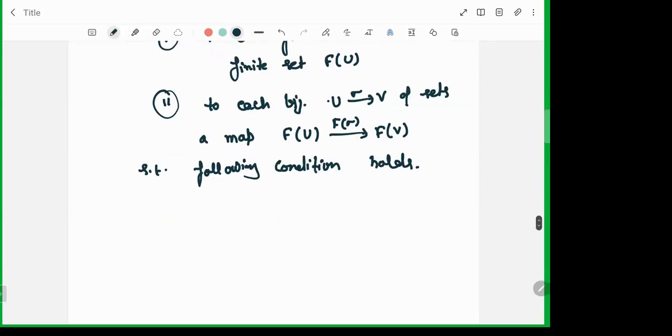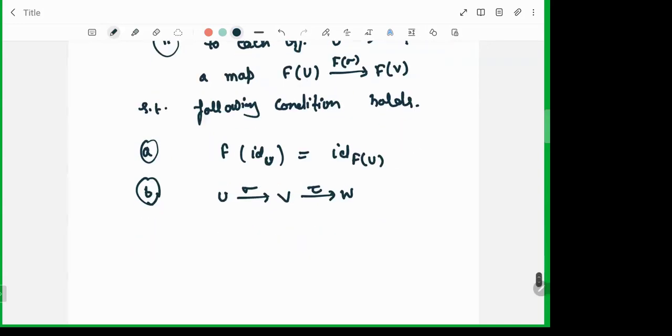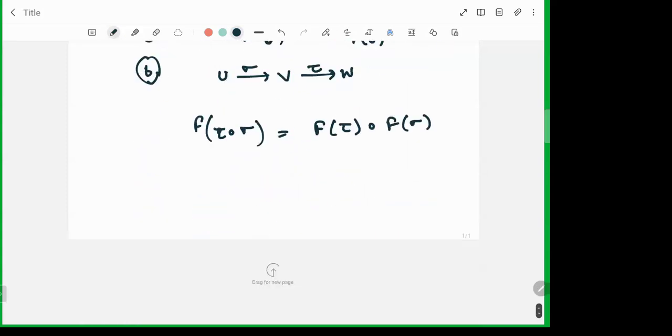What are the conditions? The first condition says that F of the identity of U, meaning U to U, should be the identity of F(U). And the second one says that if we have U to V to W, where this map is sigma and this map is tau, then first we go along sigma, then along tau. F of tau composed with sigma is F(tau) composed with F(sigma). This thing should hold. So this is the definition of a species.